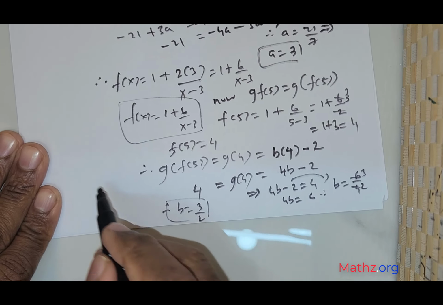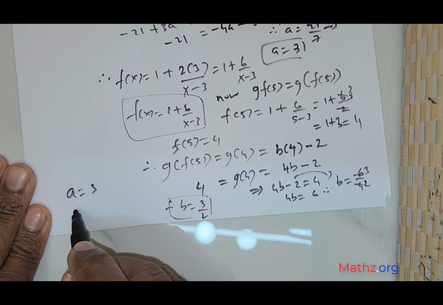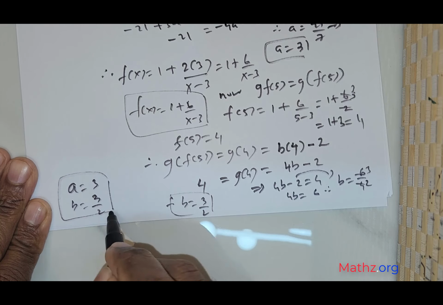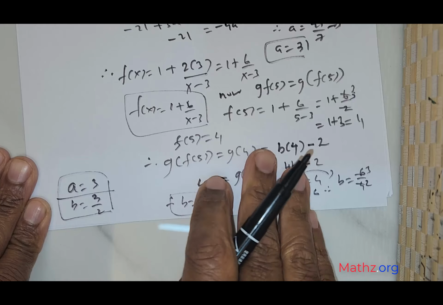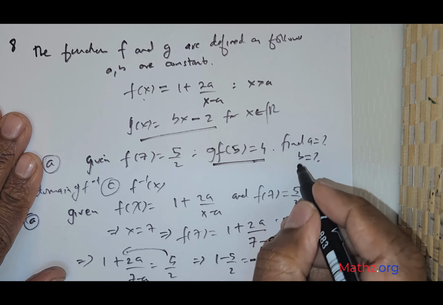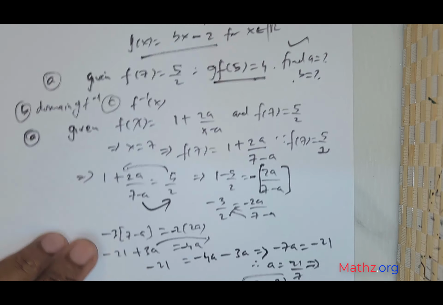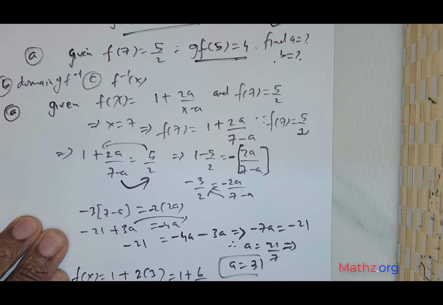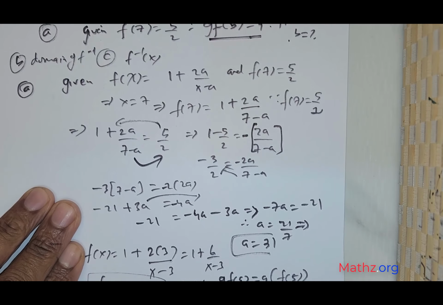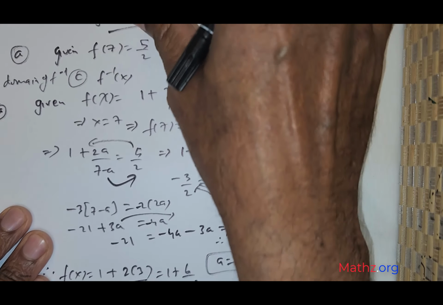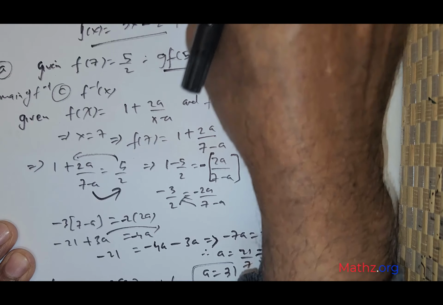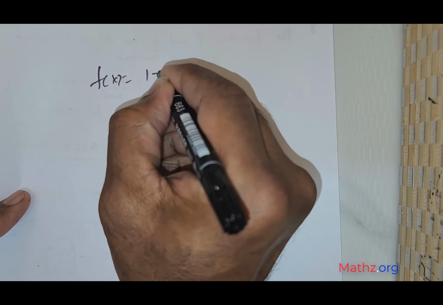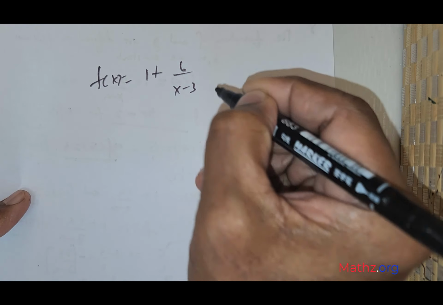Now we have got the values. So a is equal to 3 and b is equal to 3 over 2. That is what is required, and we have found the values here. Now the next step is we need to get the domain for f inverse of x. So let me write f of x. f of x is equal to 1 + 6 over x - 3.